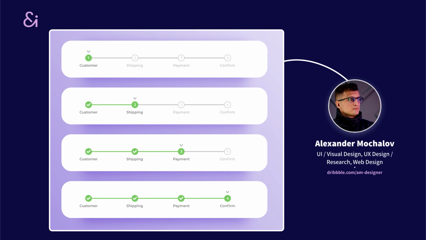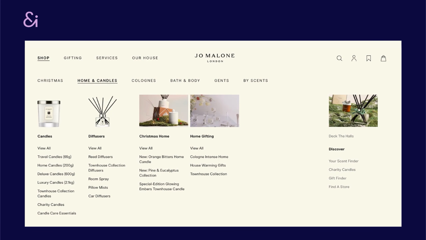Let's take another example from Alexander. These are basically steps during the checkout process. We can see the similarity principle because of the color. We can see the proximity principle because of the distance, but also we can see connectedness again overriding the previous two. Here's another example taken from the Joe Malone website.